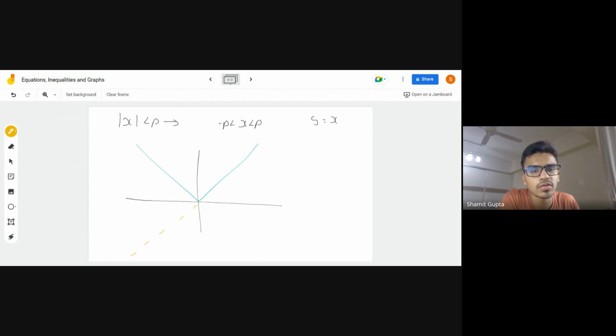So if you have modulus x is lesser than p, suppose y is equal to p. It will be a straight line, because p is a constant, right? Y is equal to 2 is a straight horizontal line. So y is equal to p is a straight horizontal line. Now you want to find where p is greater than modulus of x. Where p is greater than modulus of x. Okay, so let's see how this can be done.